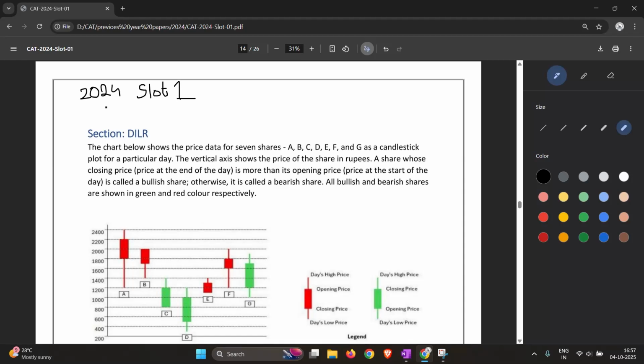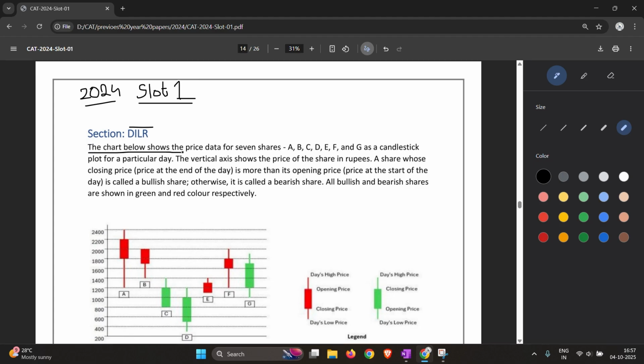Hello everyone, so today we are going to solve the 2024 Slot 1 DILR paper, Data Interpretation and Logical Reasoning. And as always, I'm going to read the question first, explain the question a bit, and then I want you to pause the video and first try solving the question on your own and then look at what the solution is. Without any further ado, let's get started.